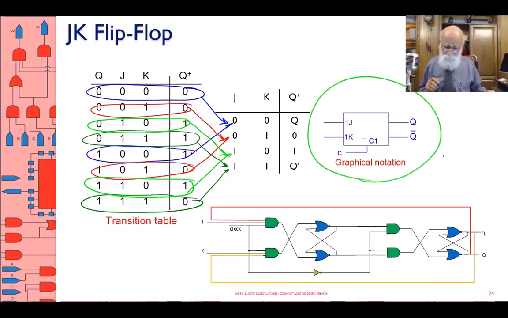This is the symbol for it. And notice that this is C1, and C1 is controlling J and K. That means if C1 doesn't happen, J and K are ignored. Nothing happens without the clock, which is the purpose of the clock. But then the clock is shown this way to indicate that the output changes when the clock becomes 0.